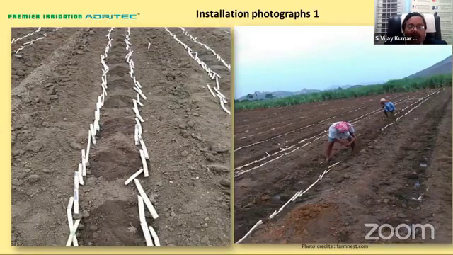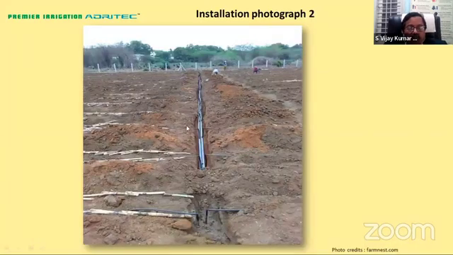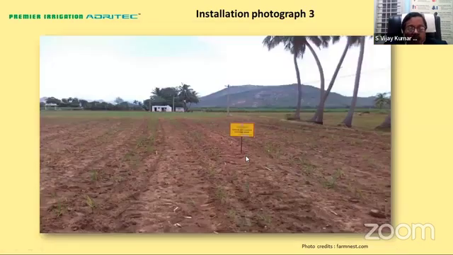And these are some installation photographs. You can see the farmer in Tamil Nadu, how he has laid out the cane, and you can see how the sets are being laid out. And then the next step, you can see how the subsurface drip irrigation has been laid out. The submains have all been laid, and farmers these days, since they don't want kinking of the lateral, use an elbow connection. The submains are buried at a convenient depth, and the lateral lines are totally laid out.